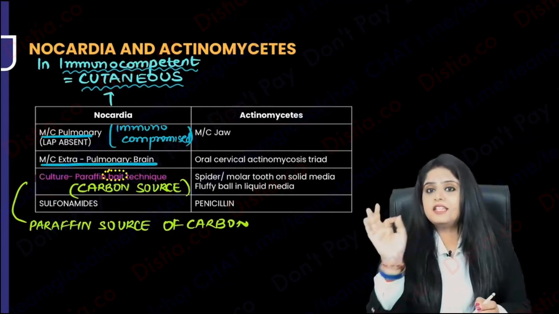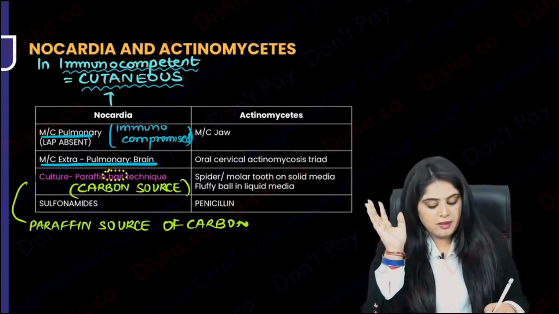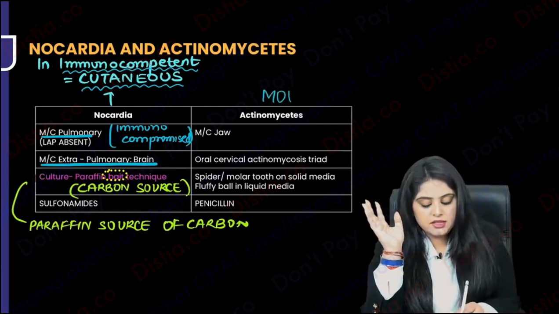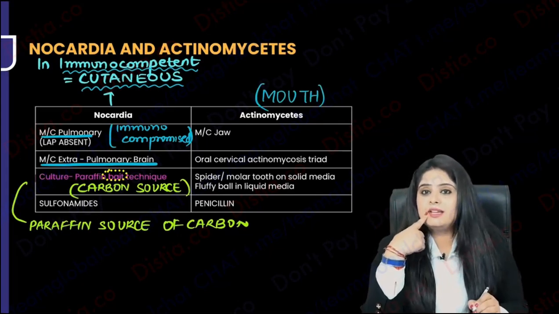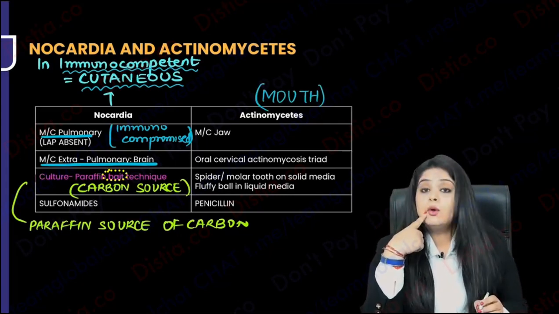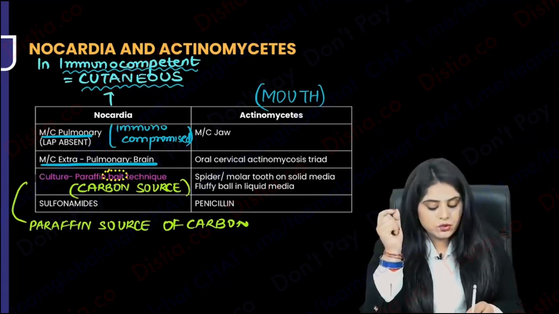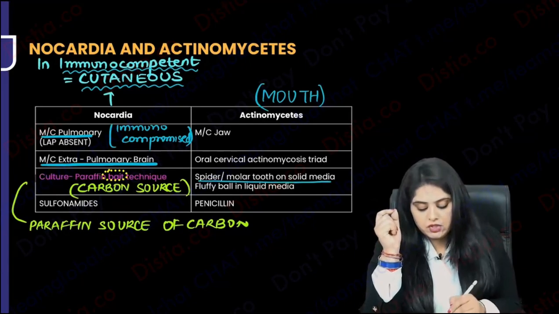Actinomyces says everything about me is the mouth. Remember, when the word actinomyces comes, the word mouth comes. So what is the normal commensal? It's normally present in the mouth, point number one. What kind of colonies is it going to show you? Look at this. It's going to show you the molar tooth colony. So have a look at this picture, guys.